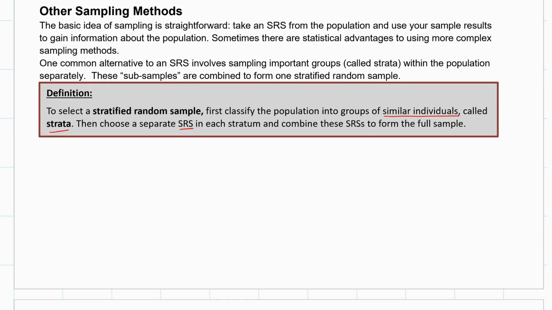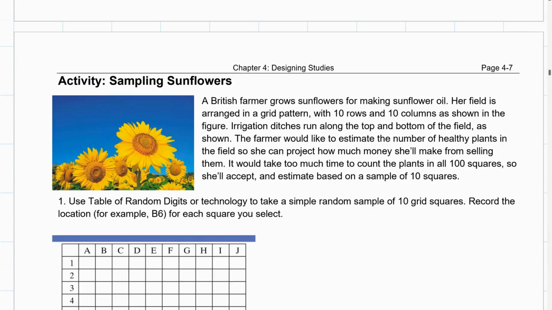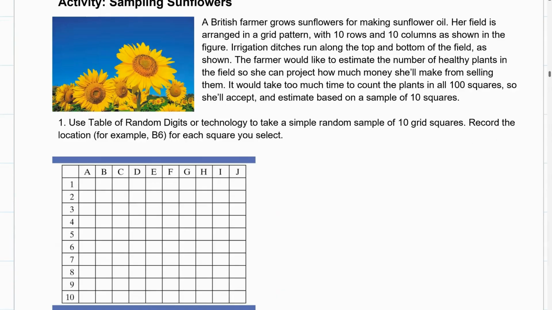Let's take a look at this with this example having to do with sampling a sunflower field. A British farmer grows sunflowers for making sunflower oil. Her field is arranged in a grid pattern with 10 rows and 10 columns shown in the figure. Irrigation ditches, that's these blue areas, run along the top and the bottom of the field as shown. The farmer would like to estimate the number of healthy plants in the field so she can project how much money she'll make from selling them.